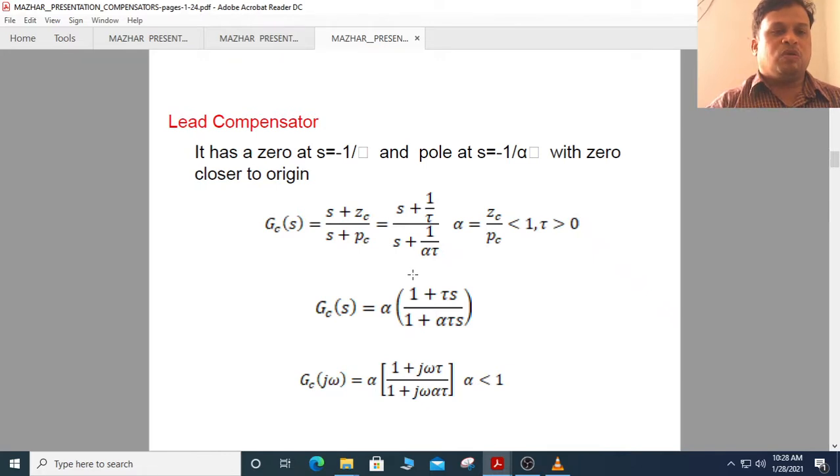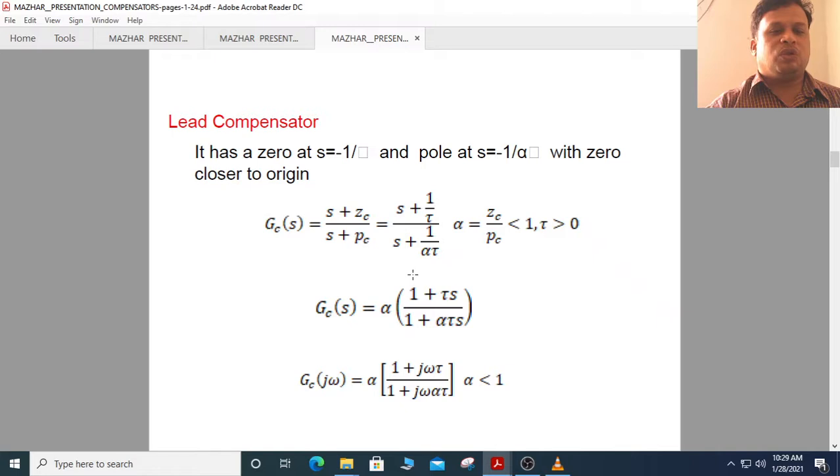So Gc(s) = (s + zc)/(s + pc), that is equal to (s + 1/tau)/(s + 1/(alpha tau)). Why? Because here zc is equal to 1/tau. Therefore, if you send zc to the other side, s is equal to minus 1/tau, you can also write. Why? Because you are replacing zc and pc by 1/tau and 1/(alpha tau) respectively. Here alpha is equal to zc/pc, less than 1, and tau is greater than 0.